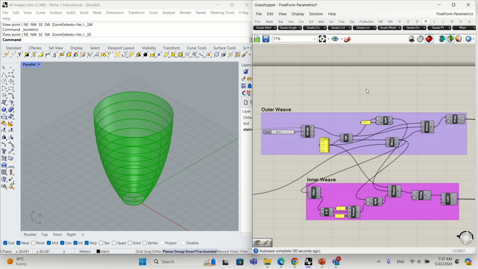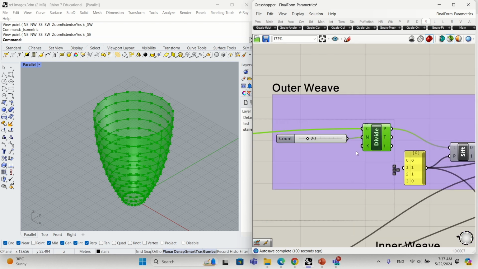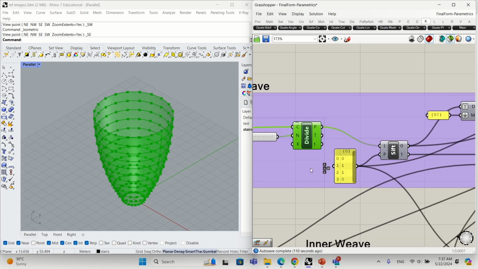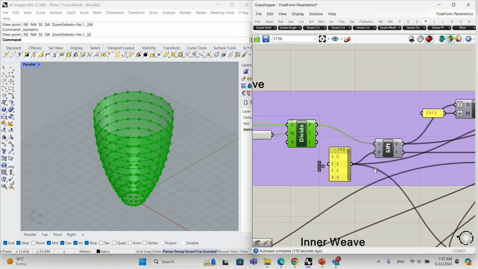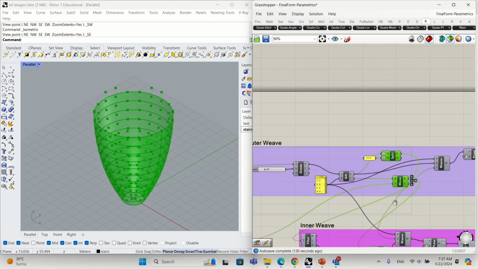For the actual design of the building, we can split it up into an outer weave and an inner weave. For the outer weave, I started off by dividing the isocurve into a set number of edges. I started off with 20, but we can manipulate it to be even more or less. And then I sifted these points into pairs so that we are able to create pairs that either stick together or they move upwards slightly.